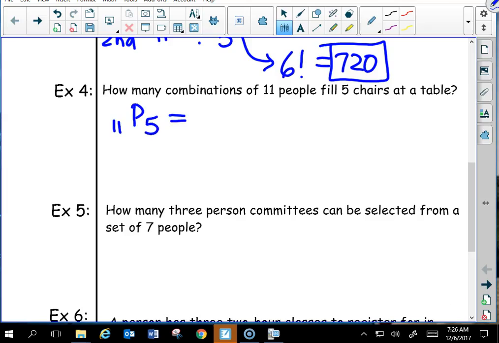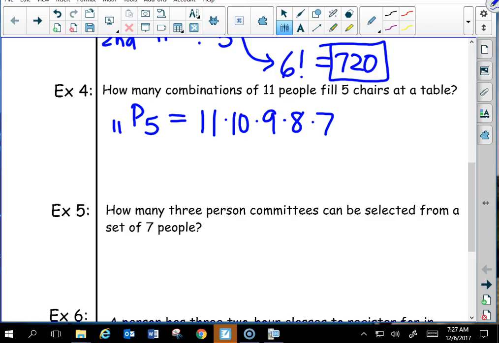So we get 11 factorial over 11 minus 5. But the other way to think about this, and it's a little bit more straightforward, look, we're picking how many combinations of 11 people fill 5 chairs at a table. Well, when we pick that first person, we're picking from 11 people. And then when we pick the second person, and we're down by 1, we're picking 10. And so on through 5 picks.